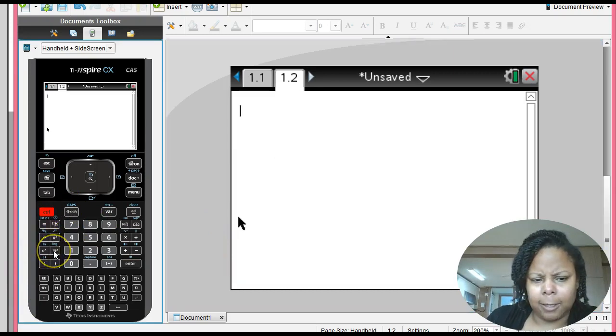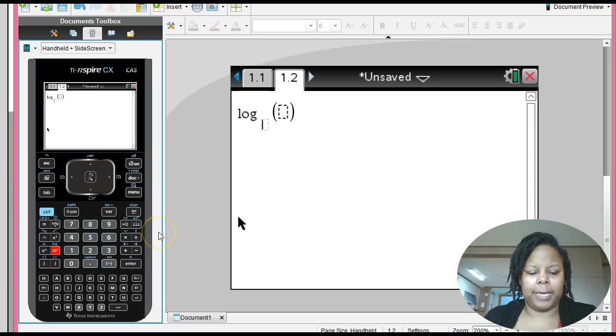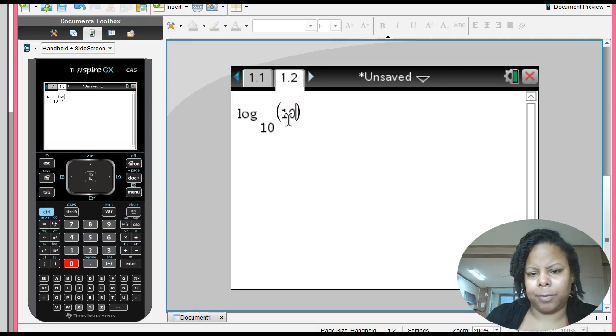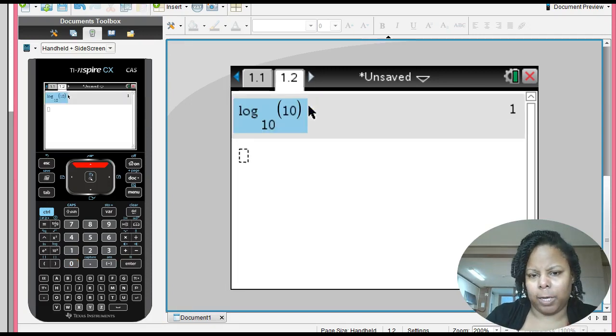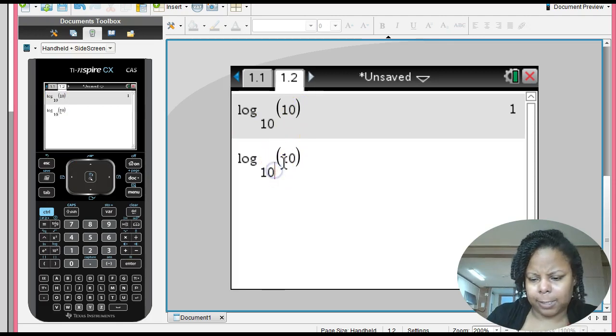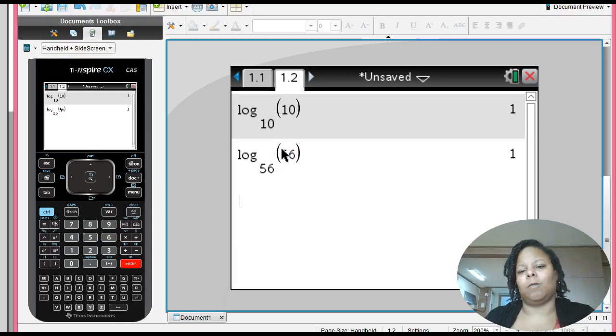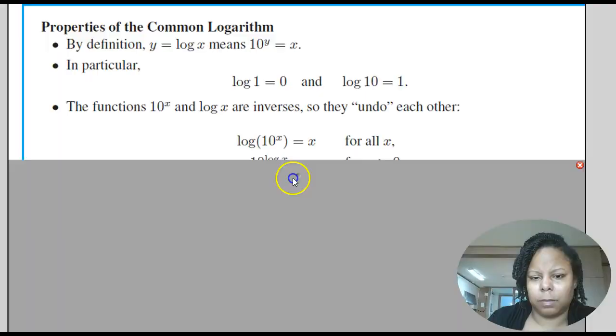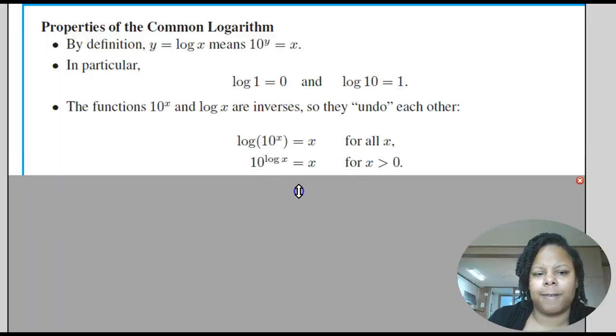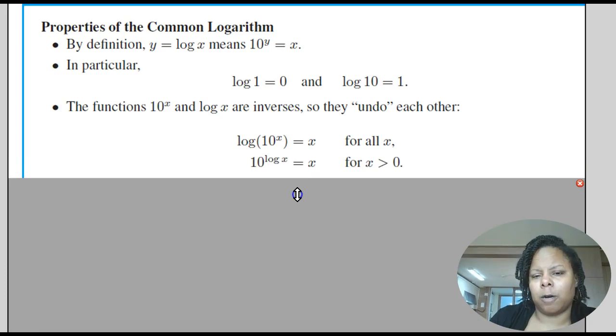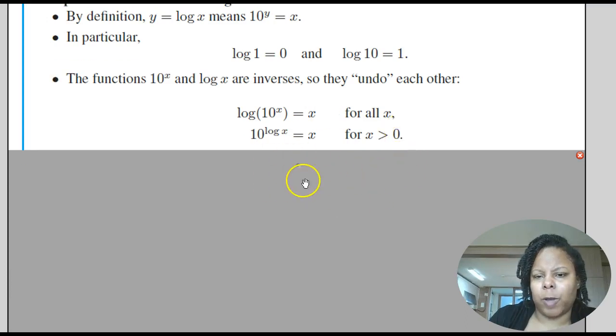So let's take a look at something else. Let's look at log base 10 of 10. If I use the base and the input of the log as the same number, I get out 1. Let's see what happens if I change the base to 56 and I put in 56. I get out 1. The reason is that 56 to the what power gives me 56? Of course, the answer is 1. The second property we already talked about is that logs and exponents are inverses of each other as long as they have the same base, and that occurs no matter what x is.